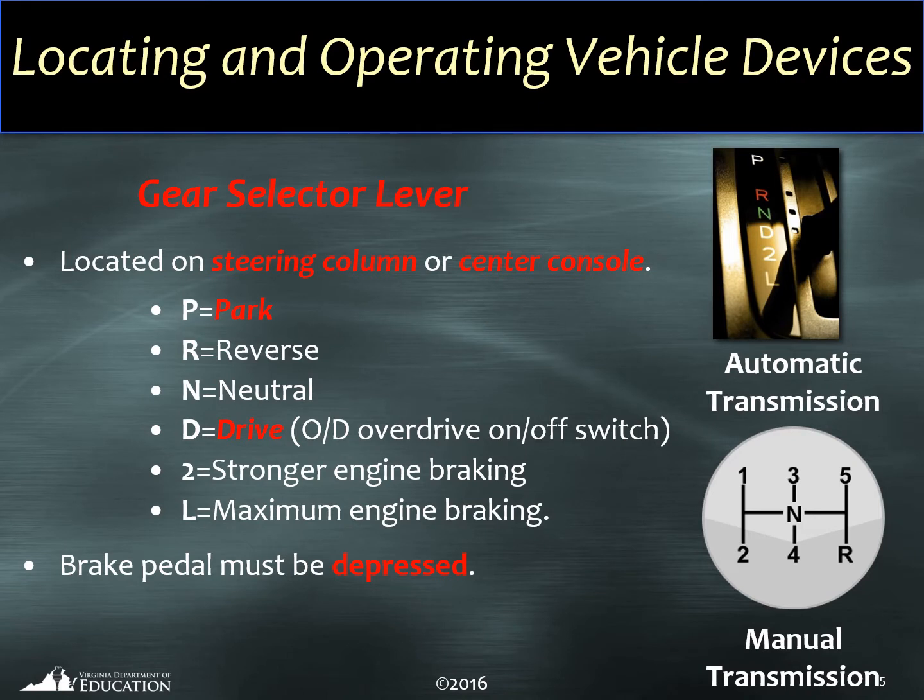The next thing we're going to talk about is the gear selector, the gear lever, whatever you want to call it. But this determines how your car is going to operate. This could be on the steering column, or it could be in the center console. Each car is different, so it all depends on your specific vehicle. The main ones that you're aware of are park, reverse, neutral, and drive.